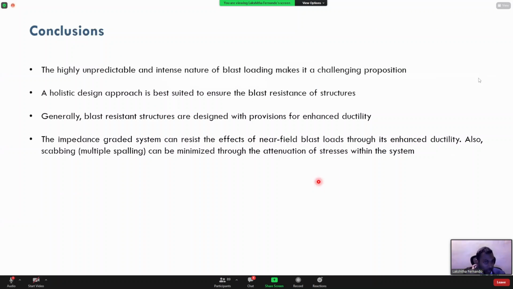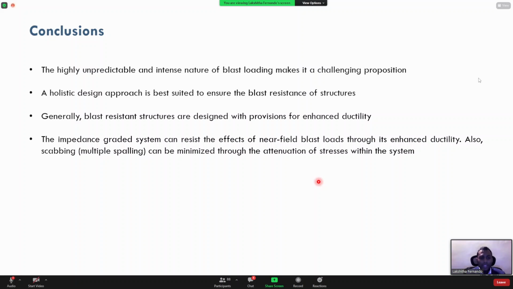So in conclusion, I've listed a couple of conclusions based on the three aspects that I covered. The first aspect that I covered was what is a blast. It's highly unpredictable and it's very intense, which means it's a very challenging type of load to deal with, and its unpredictability is a serious concern for engineers. But within a certain theoretical framework, we have a fair bit of understanding of how the blast load works.